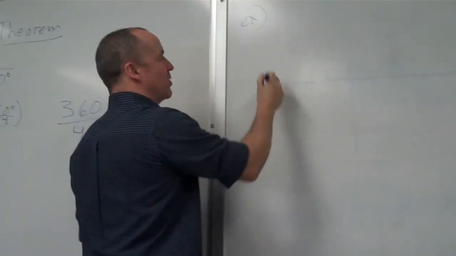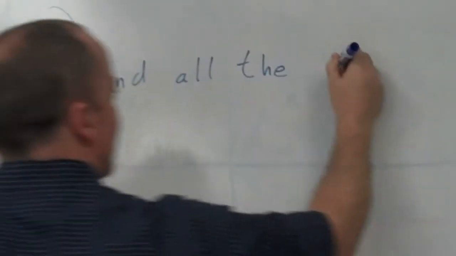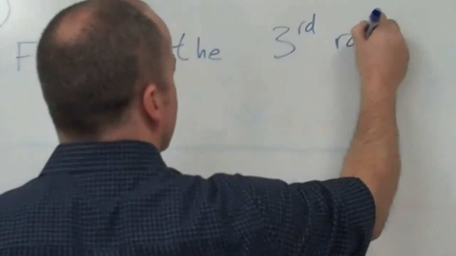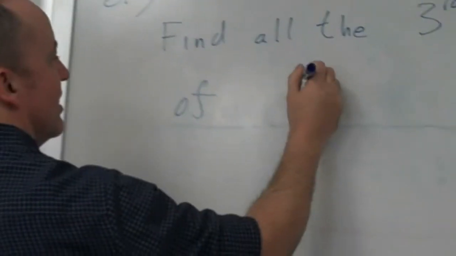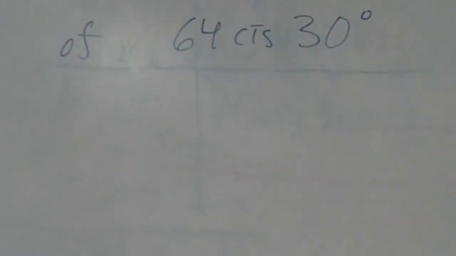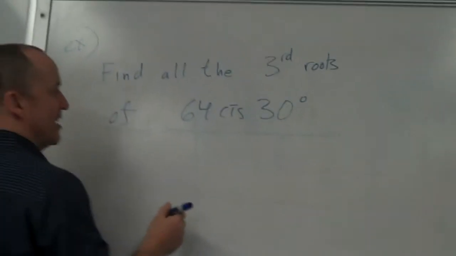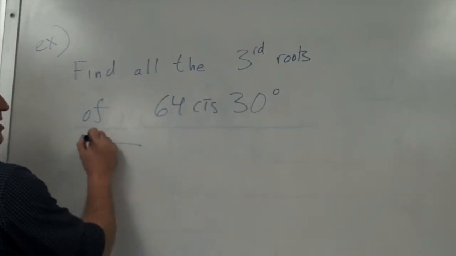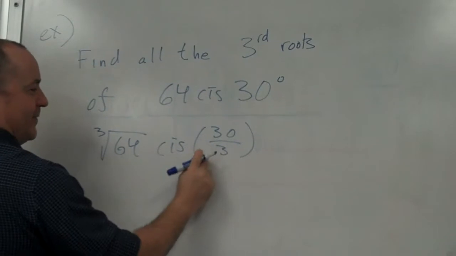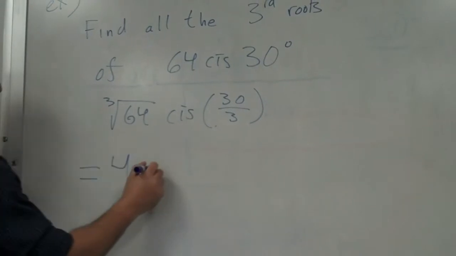Okay, guys, one last example. We're almost done. Find all the third roots of 64 cis 30 degrees. That's 4. Very good. Girl knows her roots. So it's going to be the cube root of 64 cis 30 over 3. So the first answer, and only the first answer, is, as Megan did frighteningly quickly, 4.